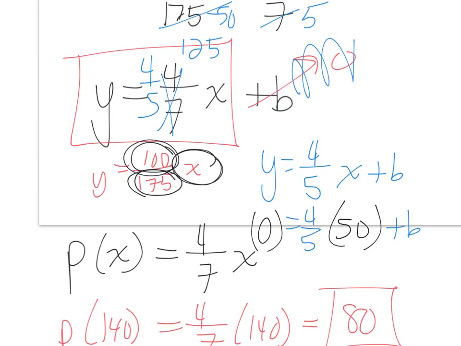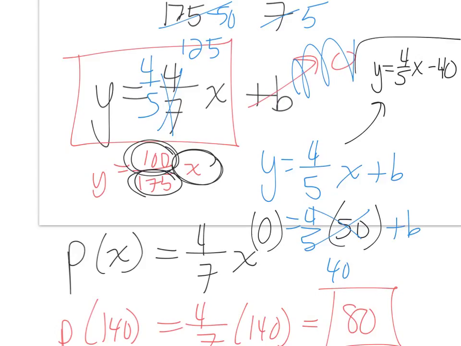4/5 of 50 is... 4/5 of 50. Should be a quick one, right? What's a fifth of 50? So 4/5 of 50 is 40. Mental math. Come on, people. This should be 40 right here. So b turns out to be, in this case, negative 40. So our rule, if we had a bottoming out score in the strength training test of 50, our rule would be 4/5 x minus 40. That would be our rule that we'd have to use if the strength training test went from 50 to 175.